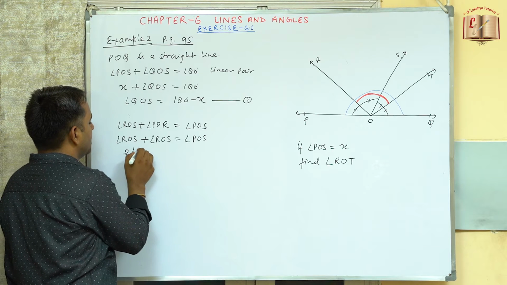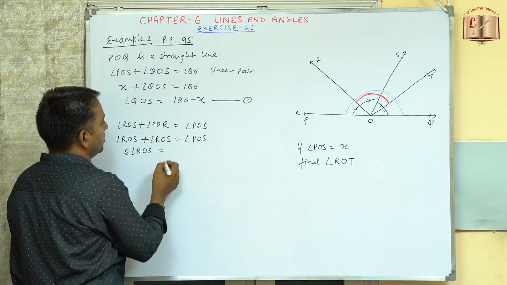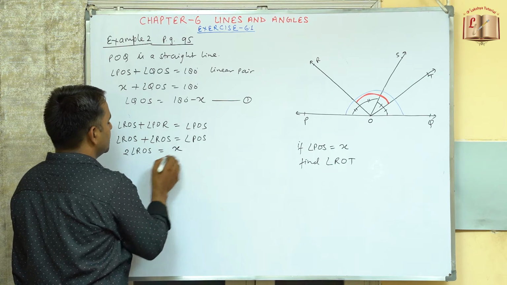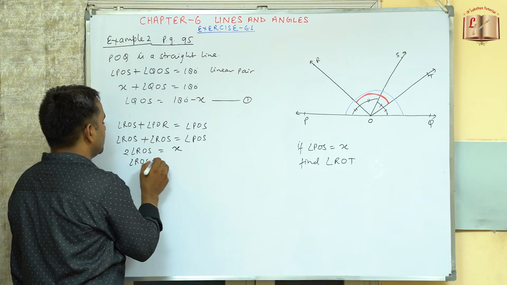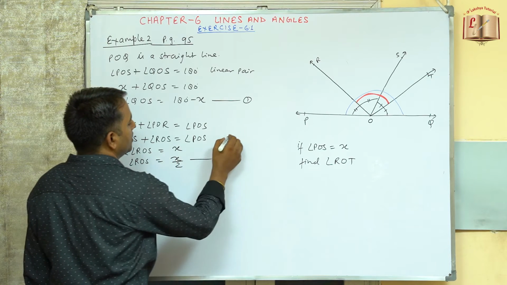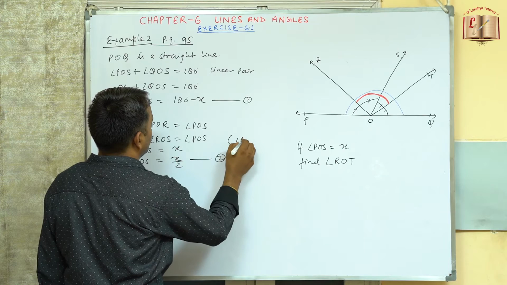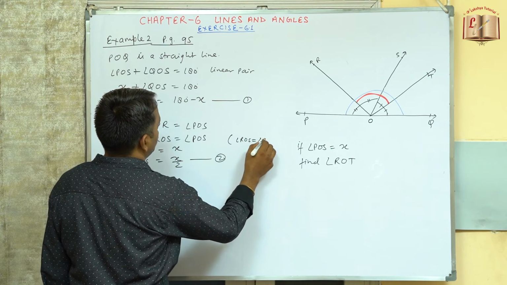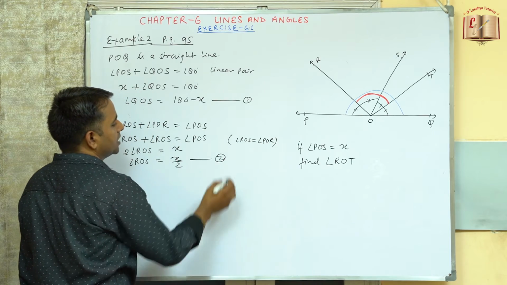Then twice angle ROS will be equal to angle POS, which is already given as x. So angle ROS will be equal to x by 2. So this is equation number 2. Here we can write angle ROS is equal to angle POR. It is given to us.